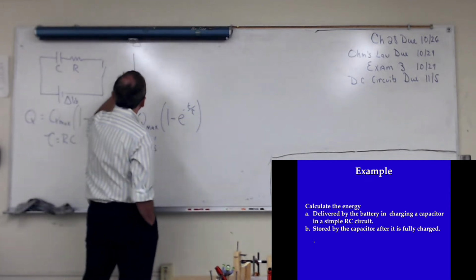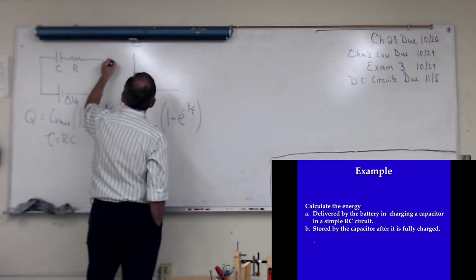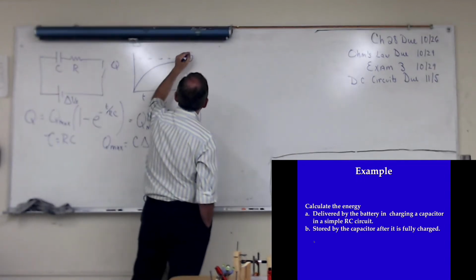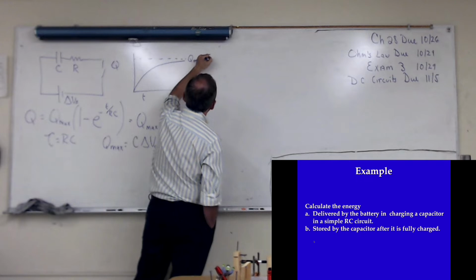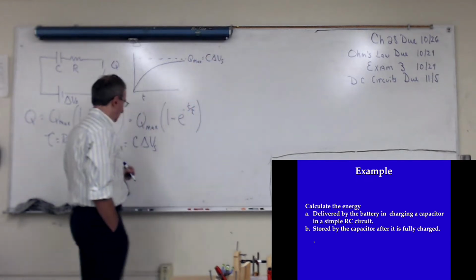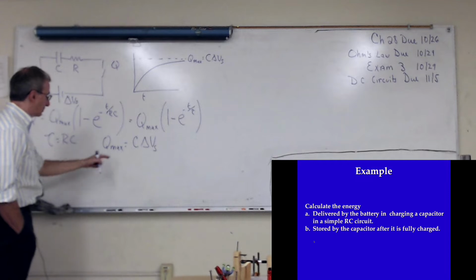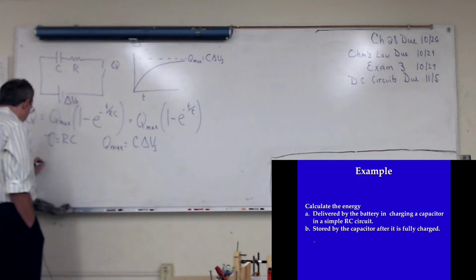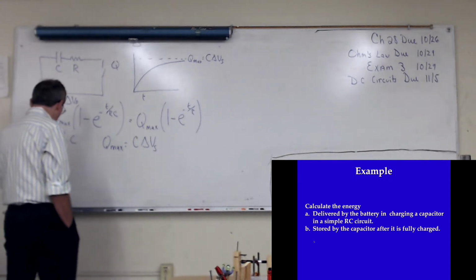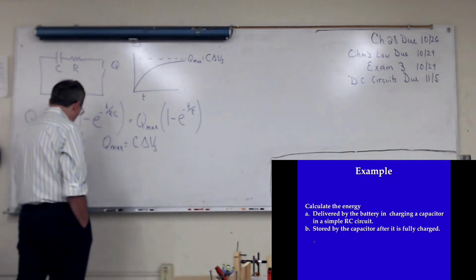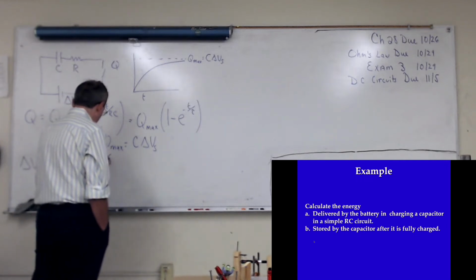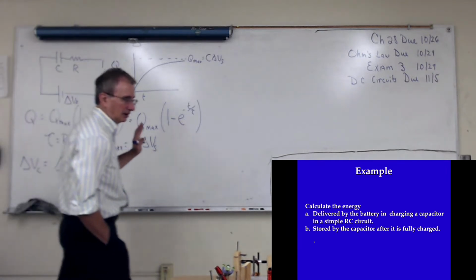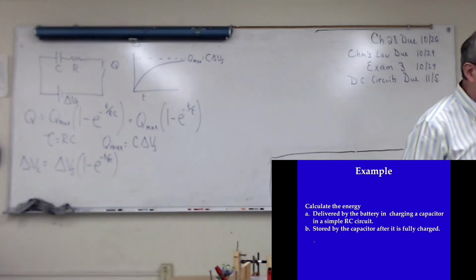And of course, when you graph this, the graph looks like this. We can also get the voltage across the capacitor by dividing this charge equation by C. And that's going to give you the power supply voltage times 1 minus e to the minus t over RC. And I think I mentioned the other day that this equation is useful, really, if you need to know something in terms of time.